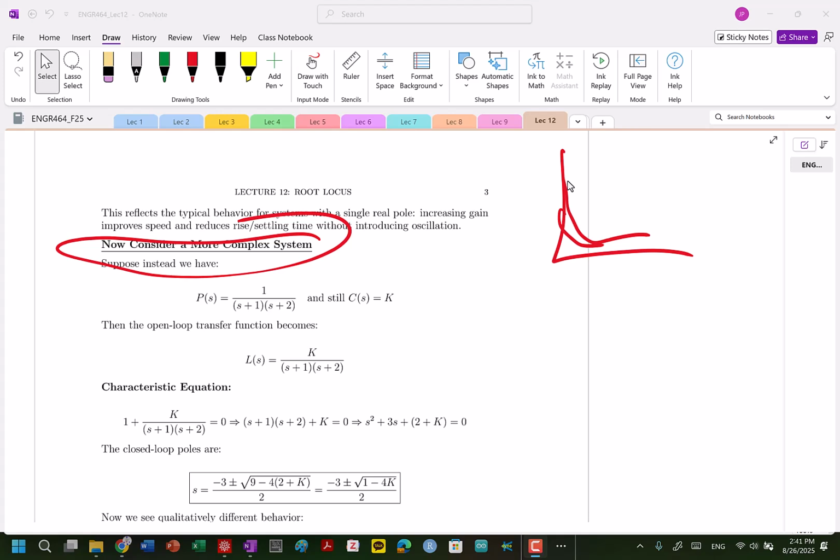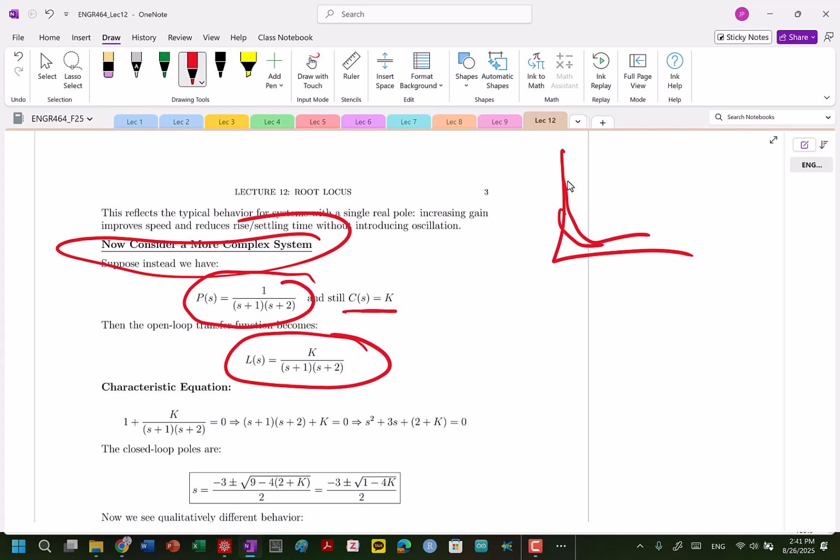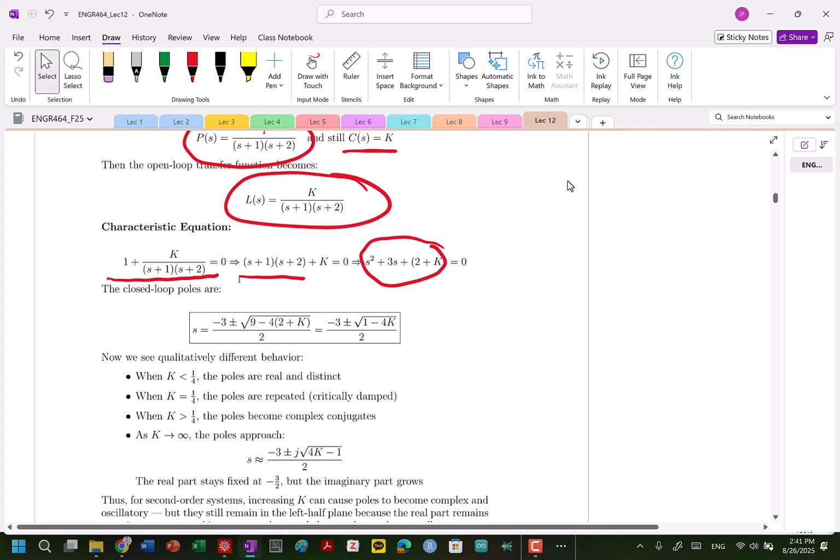All right, everyone, we're back, and we're going to do root locus now with a slightly more complex system. Suppose we have this plant function, and we still have our controller, so our L of S would be written in that form. Our characteristic equation will look like this, and we can start to look at what the poles are.